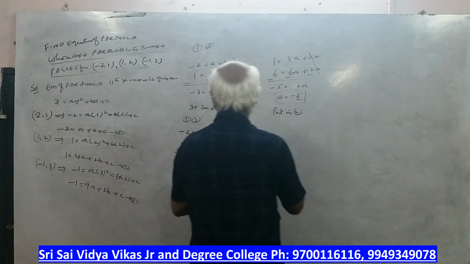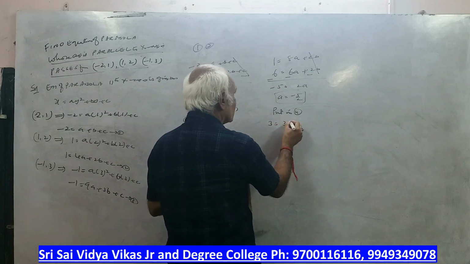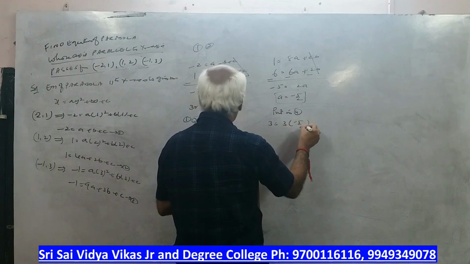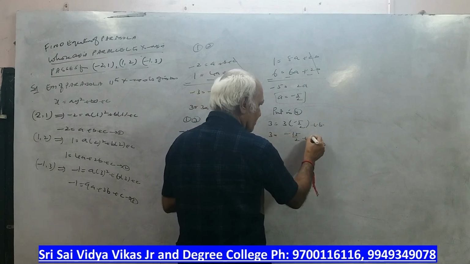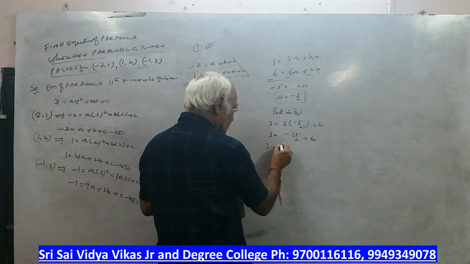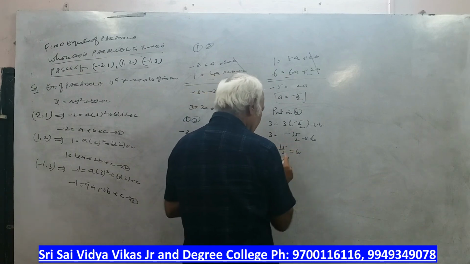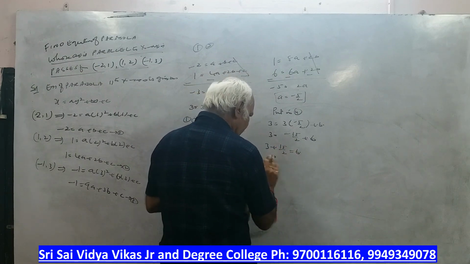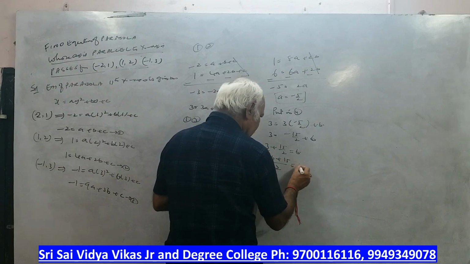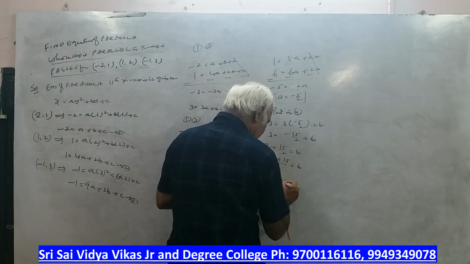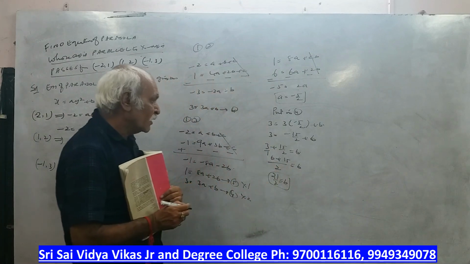In the fourth equation. What is the fourth equation? 3 is equal to 3a plus b. 3 into minus 5 by 2 plus b. So 3 is equal to minus 15 by 2 plus b. Bring the term this side. 3 plus 15 by 2 is equal to b. I am taking LCM, sir. 2 is LCM. 6 plus 15 by 2 is equal to b. So 21 by 2 is equal to b. So we got the b value.